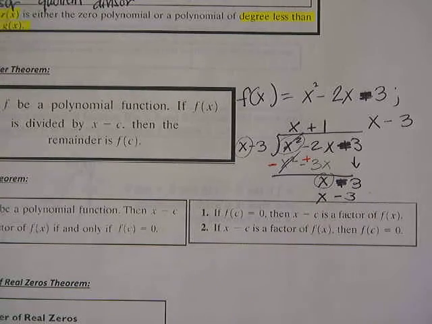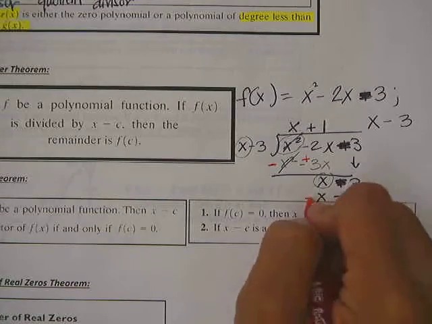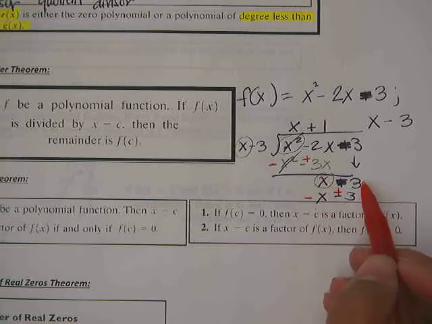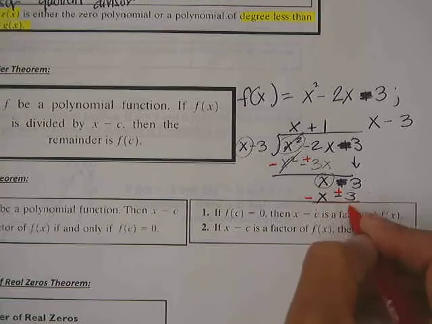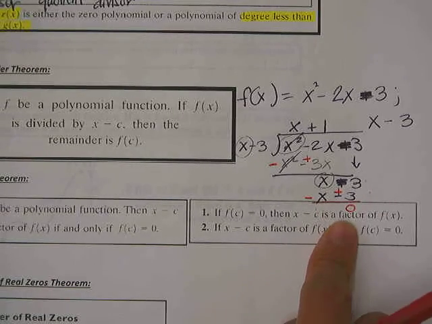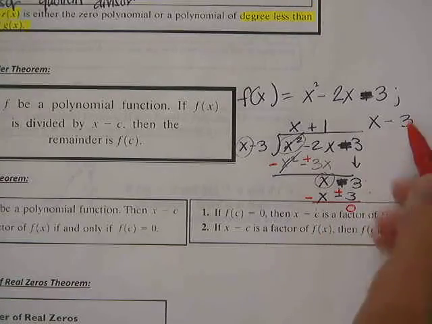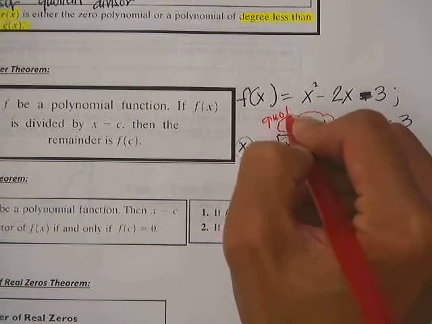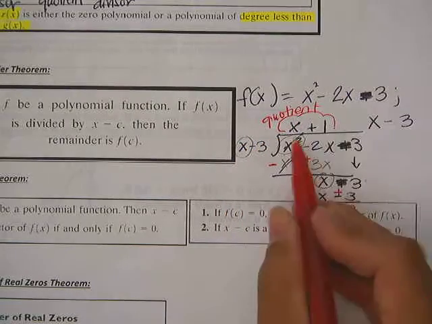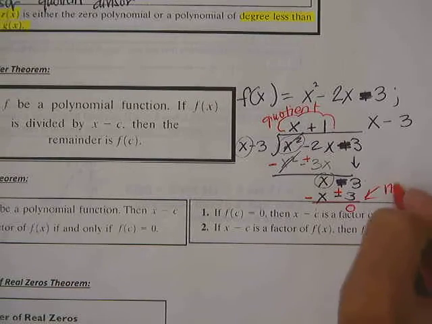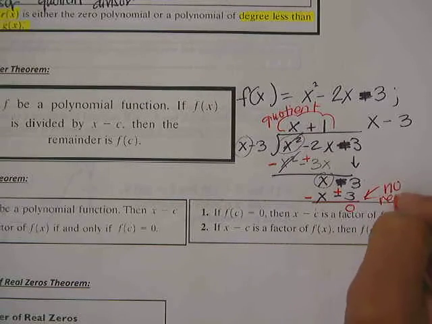But remember, you have to change your signs. So those two will cancel. A negative 3 and a positive 3 will cancel. Therefore, I have a remainder of 0. No remainder at all. So when I divide these two, my quotient is x plus 1, with no remainder.